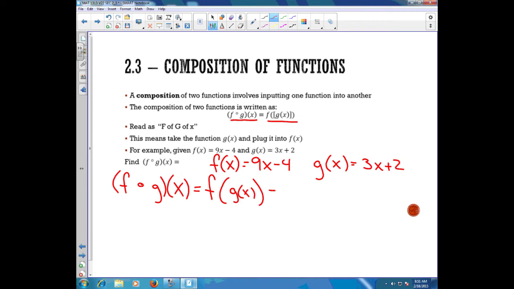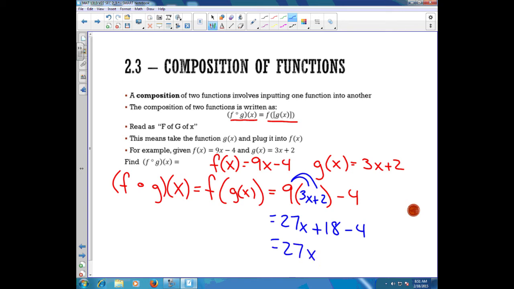So for f of x, we have 9 times x minus 4. And we're going to replace x with the function g of x, so 3x plus 2. And now we're just going to distribute and simplify. 9 times 3 is 27x. 9 times 2 is 18. Minus 4, and we get 27x plus 14. That's the composition of those two functions. And so let's try some more examples.